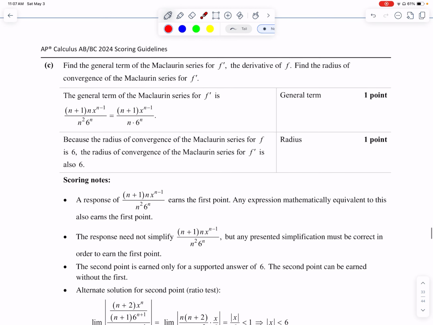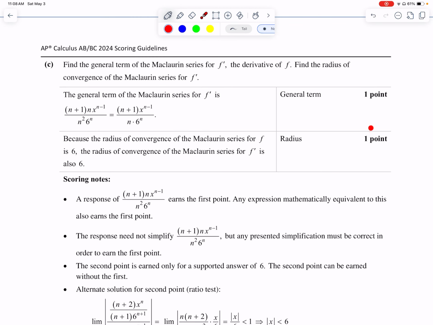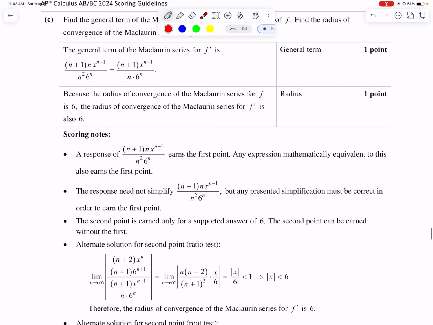Okay. Part C, 2 points here. The general term, which is the thing that we reduced ours to. Did we reduce? Yeah. So it would take either one of these. It has an equal sign. It will take either one of those. And then the radius, and let's see what they say, because the radius of convergence of the Maclaurin series for f is 6, the radius of convergence of f prime is also 6. Yes, that's what we said, so we got that point too.